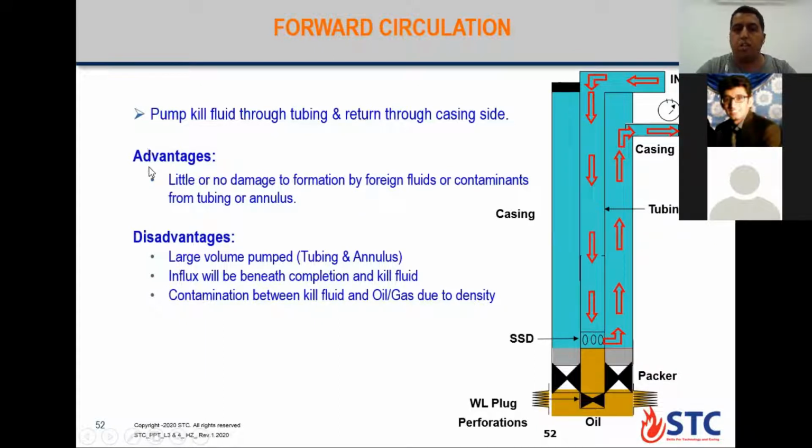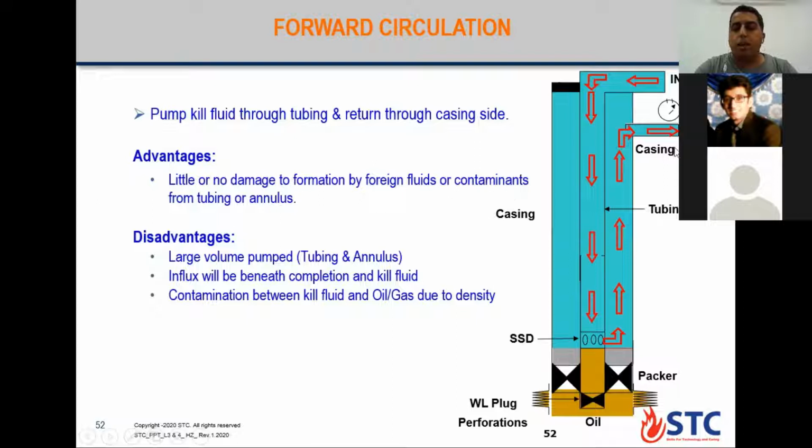The advantage here is little or no damage to the formation by foreign fluid or contamination from tubing or annulus, because you have already installed the wire line plug. So here you isolate your completion brine from the formation. So there is less risk of formation damage if your brine or kill fluid is not compatible with the formation.